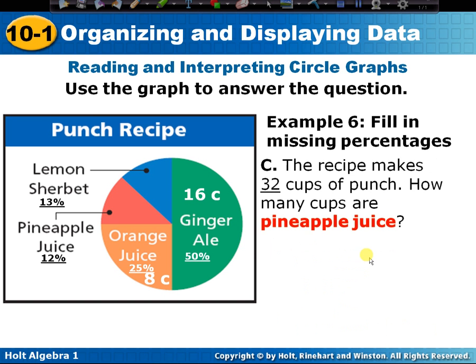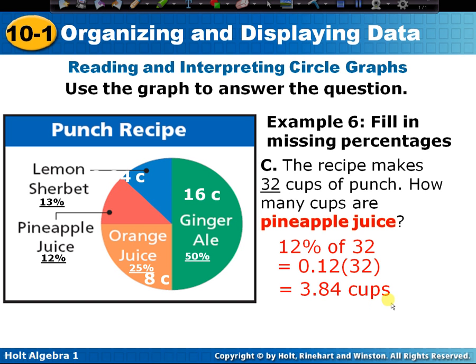All right, so now we're going to ask if the recipe makes 32 cups of punch, how many cups are pineapple juice? So we're going to follow the same procedure here to determine the amount of pineapple juice. I'm going to take 12%, because that's how much of it is pineapple juice, and multiply it by 32. So 0.12 times 32 is going to give me 3.84 cups of pineapple juice. So make sure you have that down next to C where it says pineapple juice, question mark, put 3.84. You're not going to have room to write the word cups. You can put a C.